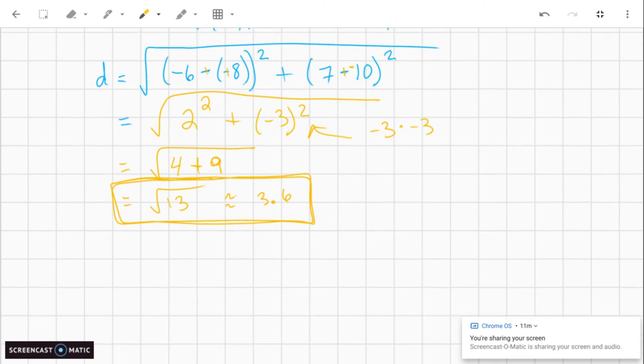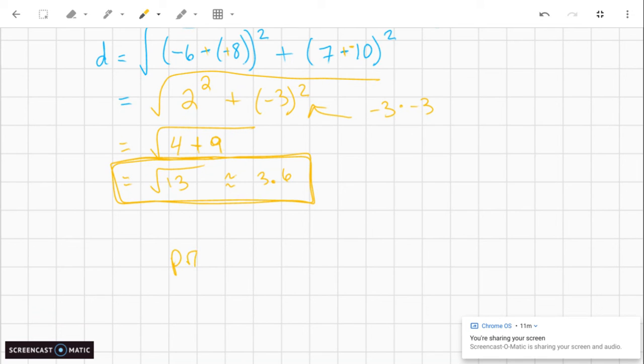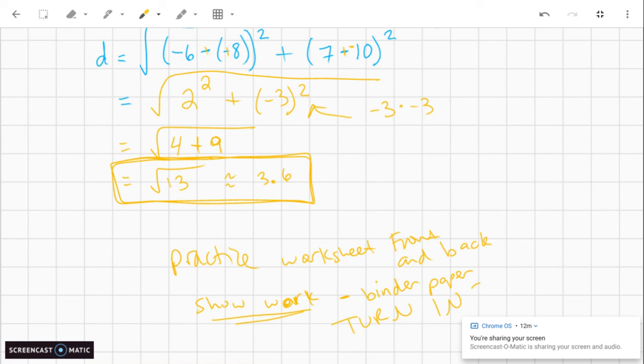You're going to practice today. So you're going to practice the worksheet using this. And then you're going to do the front and back. Front and back. And you're going to make sure you show work. And you may or may not have room on the worksheet. So somewhere you need to show work. So all of this stuff, probably best to do it on binder paper. And you're going to turn this in today.